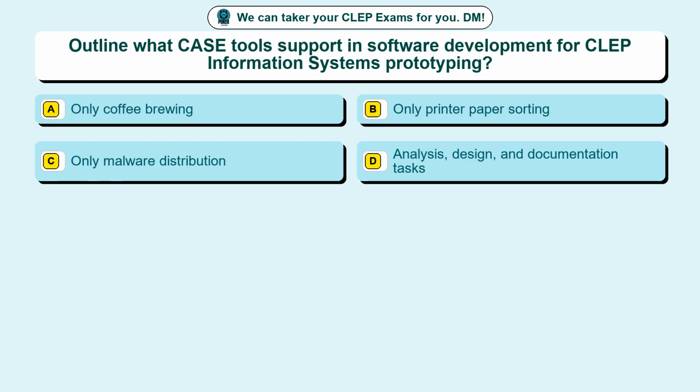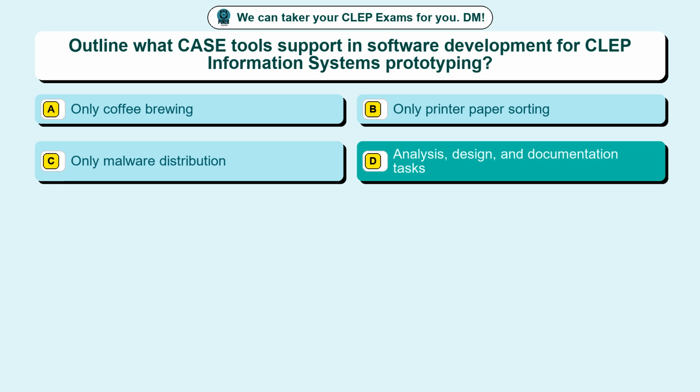Question 72. Outline what case tools support in software development for CLEP Information Systems prototyping? Option A, only coffee brewing. Option B, only printer paper sorting. Option C, only malware distribution. Option D, analysis, design, and documentation tasks. The correct answer is option D, analysis, design, and documentation tasks.